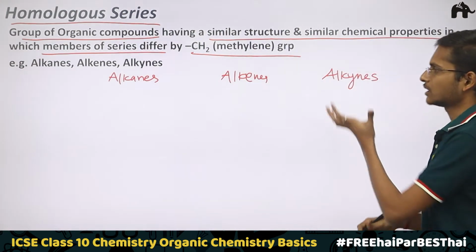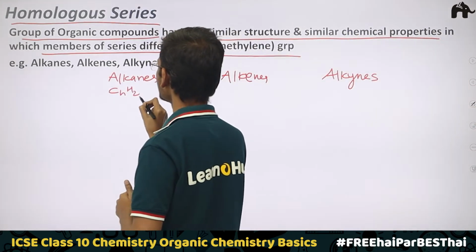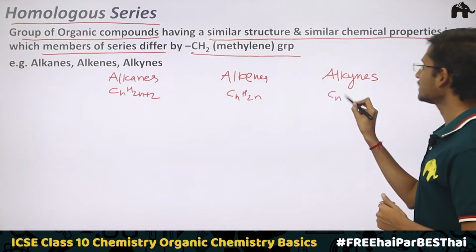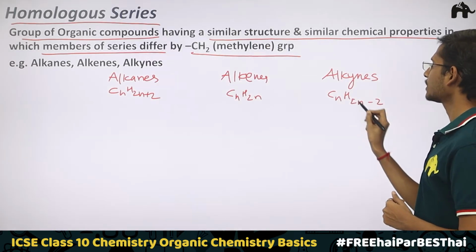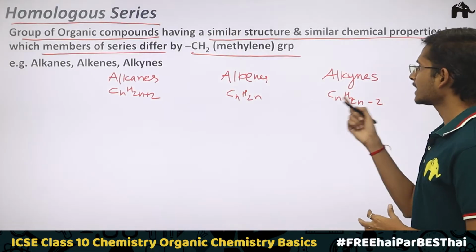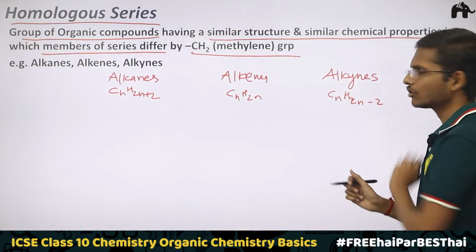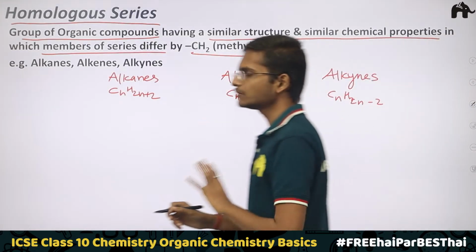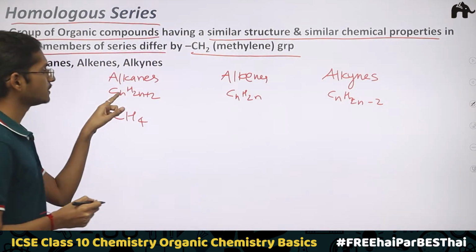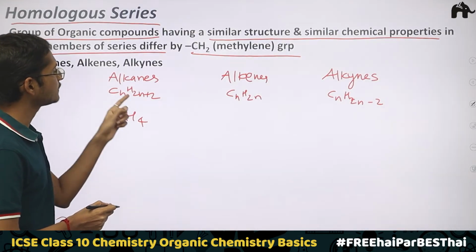Now we know how to write the homologous series. We know the alkanes, alkenes, and alkynes general formulas. The general formula for alkanes is CnH2n+2, alkenes is CnH2n, and alkynes is CnH2n-2. Once we figure out the alkanes general formula, it's very easy to write the alkenes and alkynes, the organic compounds in the series. The first one is methane, CH4: you put 1 here, so C1, H2 into 1 is 2, and 2 plus 2 is 4, so C1H4.